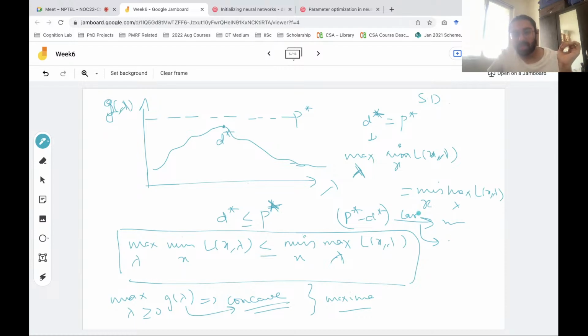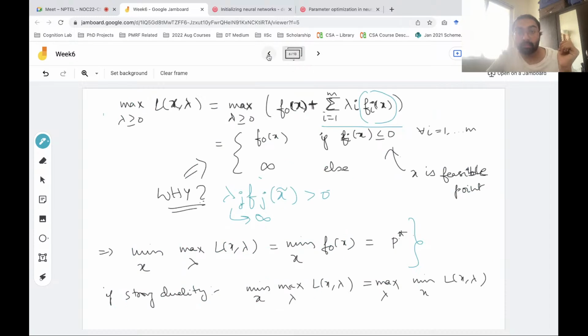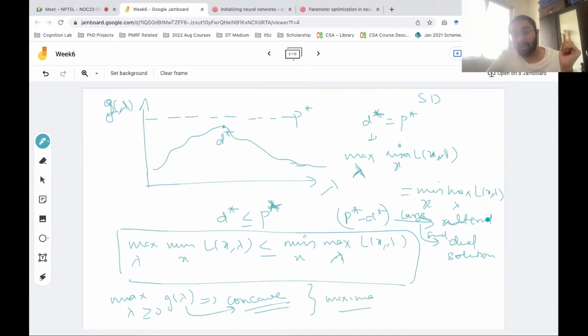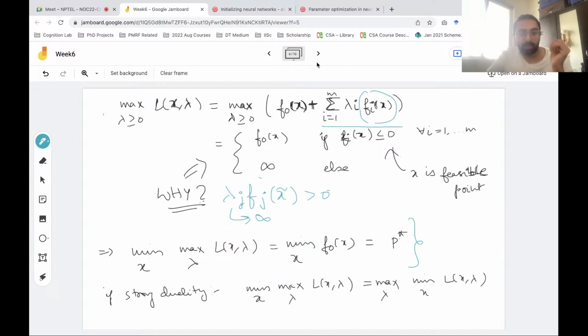So if it is large, you look for alternate methods, and if it is small, you accept the dual solution as your optimal value. If it's large, you have to resort to other solution methods, like interior point methods. So this is the idea of why you can exchange inf and sup, and mainly in the case of strong duality you can interchange them and it becomes simpler to solve.